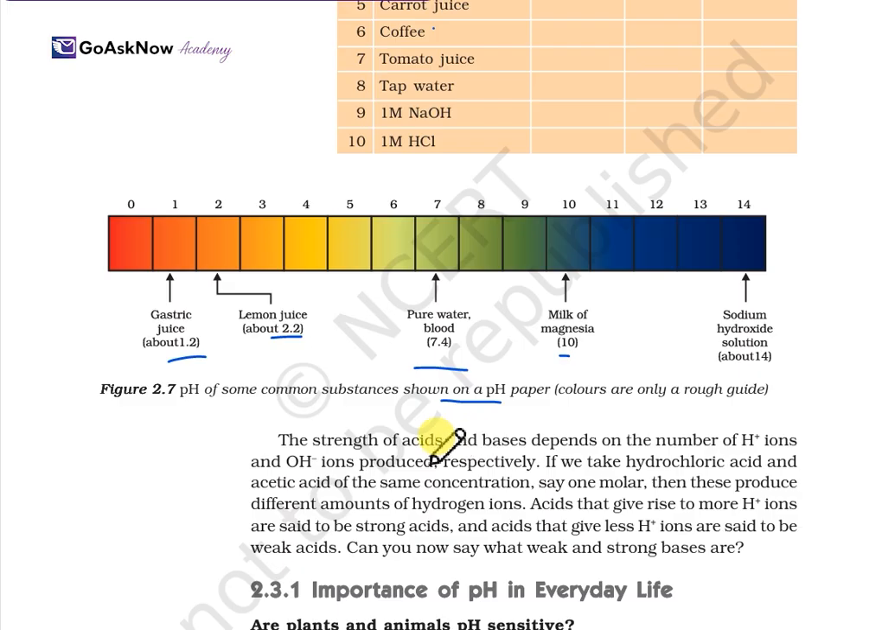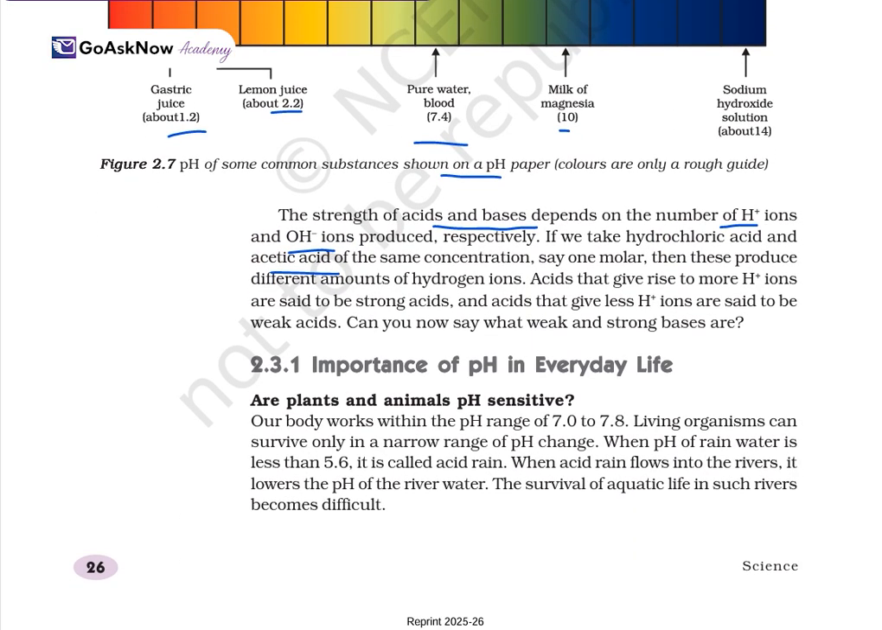So, the strength of acids and bases depends on the number of H plus ions and OH minus ions produced respectively. If we take hydrochloric acid and acetic acid of the same concentration, say 1 molar, then these produce different amounts of hydrogen ions. An acid that gives rise to more H plus ions is said to be a strong acid. H plus means totally the acidic thing. So it will be a strong acid, and an acid that gives less H plus ions is said to be a weak acid.